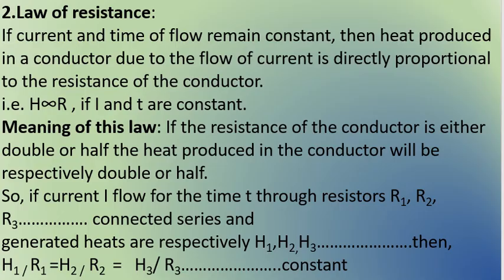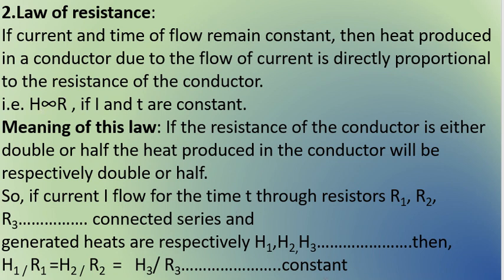Now the second law. The second law is known as the law of resistance. If current and time of flow remain constant, then heat produced in a conductor due to the flow of current is directly proportional to the resistance of the conductor. That means H is proportional to R, where I and T are constant. Meaning of this law: if the resistance of the conductor is either doubled or halved, the heat produced in the conductor will be respectively doubled or halved. That means the more the resistance, the more the heat. The less the resistance, the less the heat.